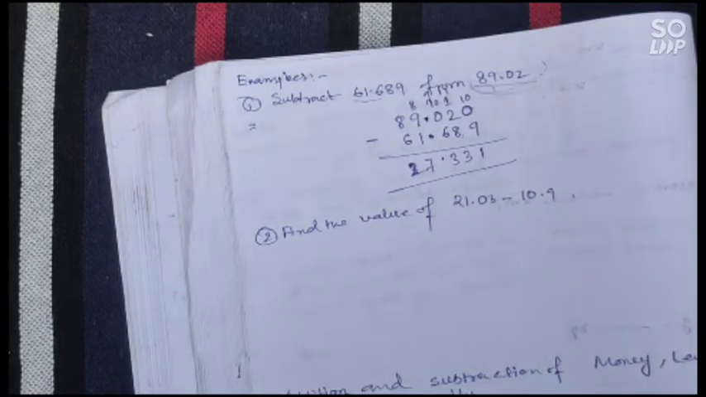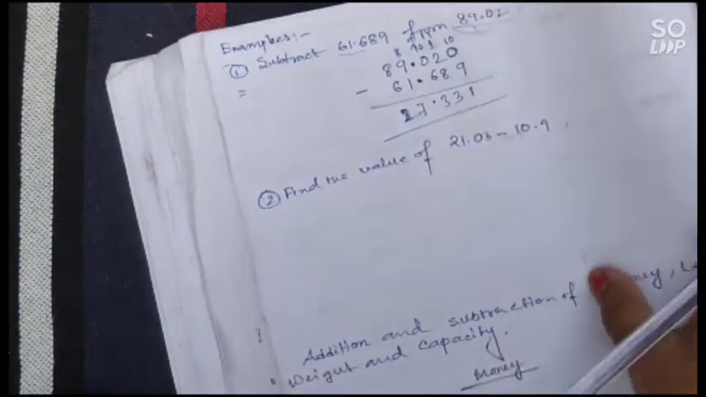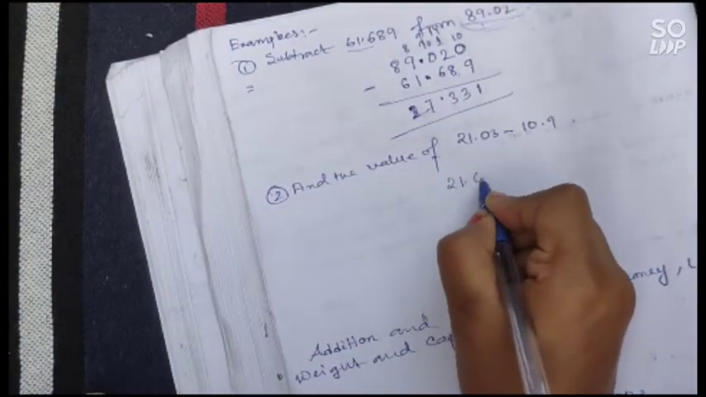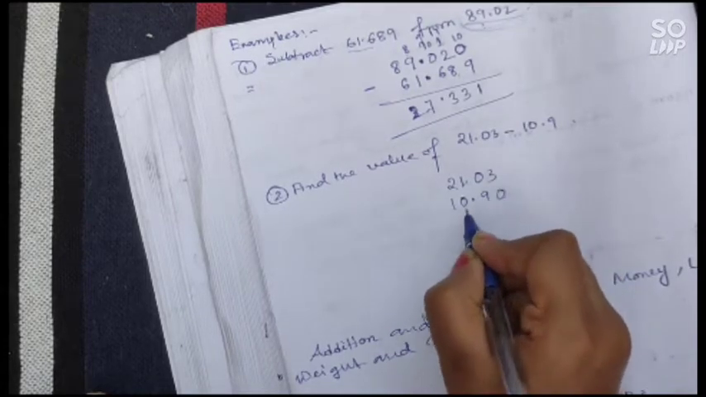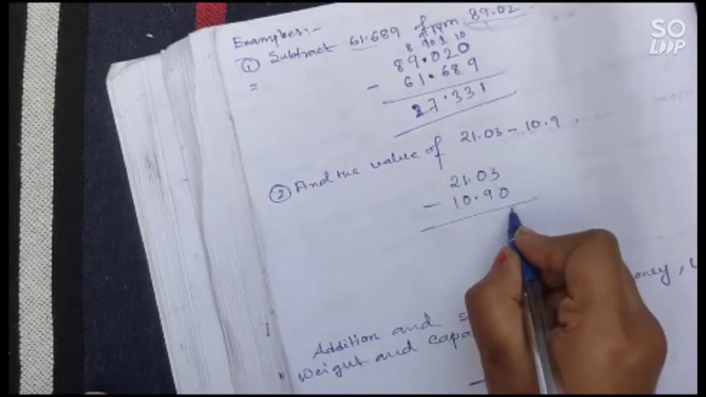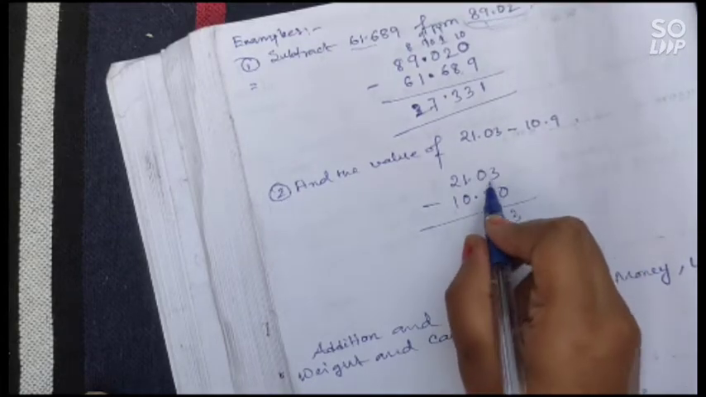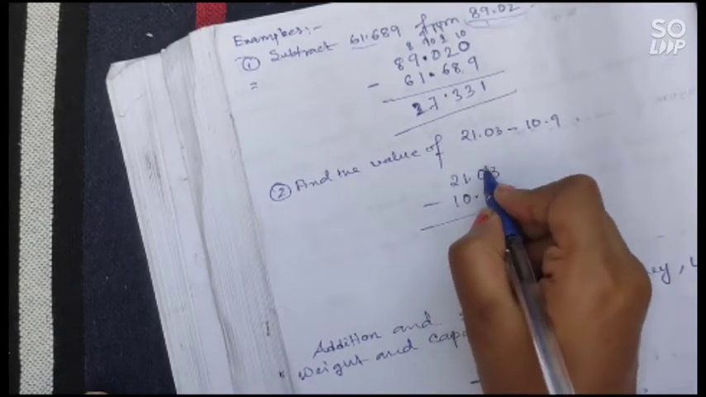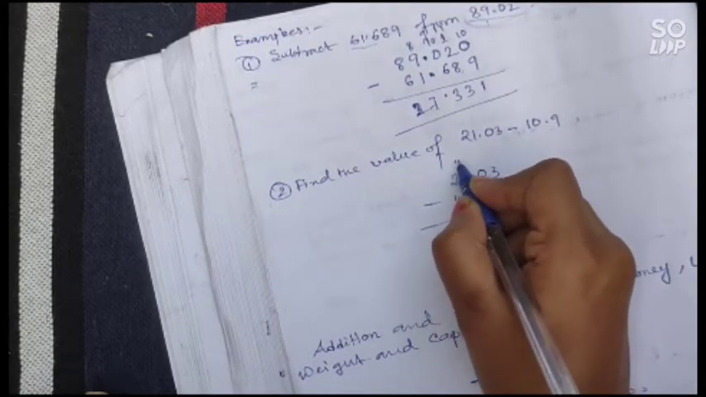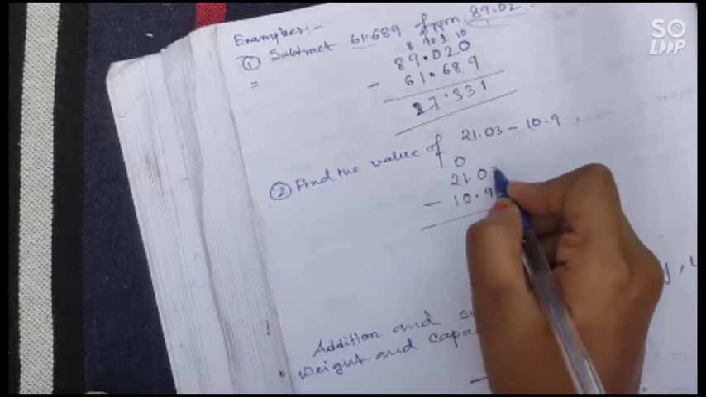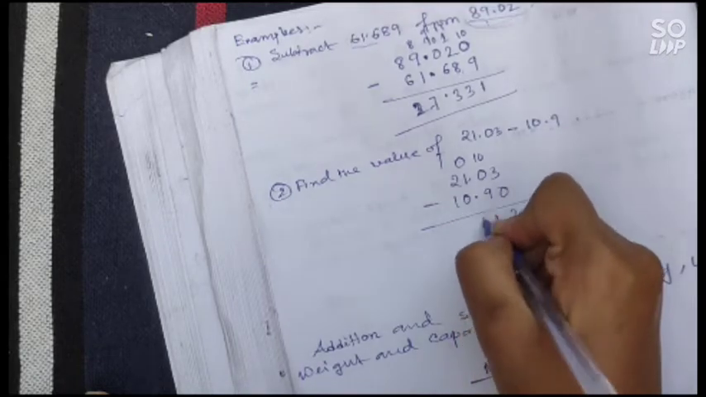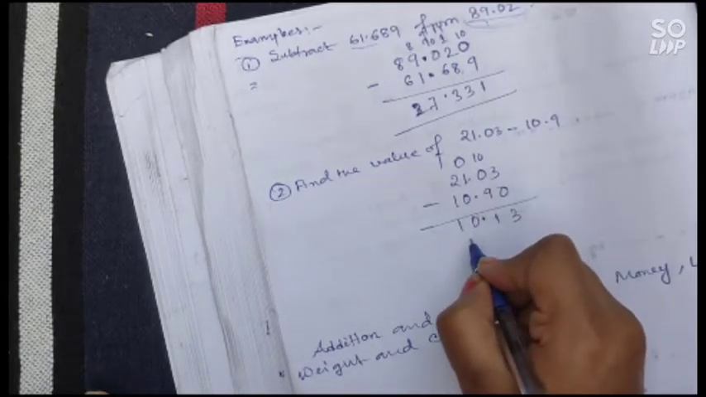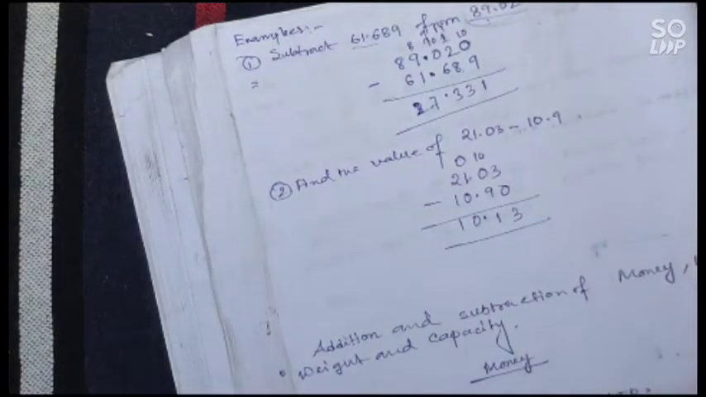Next one, find the value of 21.03 minus 10.9. So the vacant place will be filled with 0. 3 minus 0 is 3. 0 minus 9 is not possible. This 0 will borrow 1 from 1. 1 becomes 0 and 0 becomes 10. 10 minus 9 is 1. The point will come here. 0 minus 0 is 0. 2 minus 1 is 1. 10.13, this will be the answer.